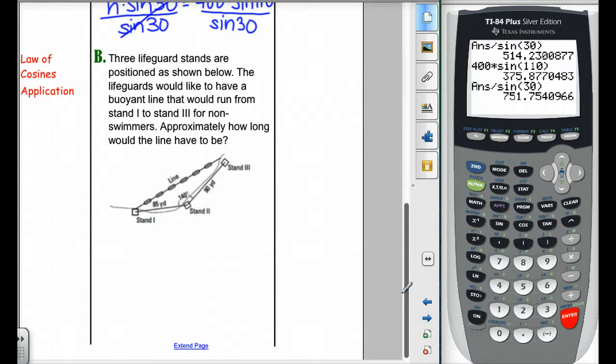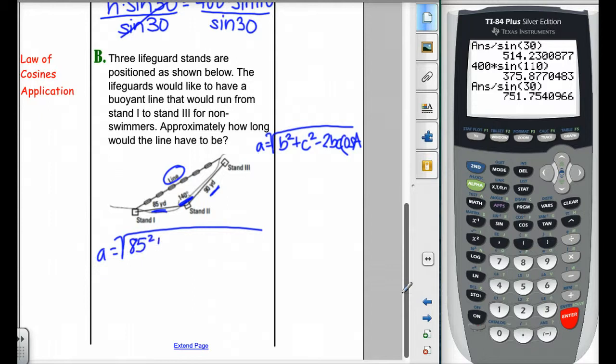And the reason why I know this is law of cosines is because I have 2 side lengths with the included angle. So if you recall, law of cosines is going to be that A is equal to the giant square root of b squared plus c squared minus 2bc cosine of A. So if we go ahead, that means that the line is going to be A equals the large square root of 85 squared plus 90 squared, yes, that's a 90, minus 2 times 85 times 90 times the cosine of 140 degrees.